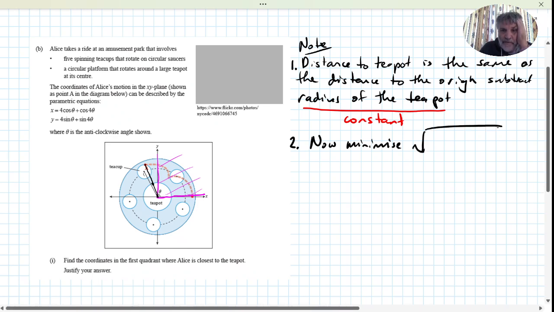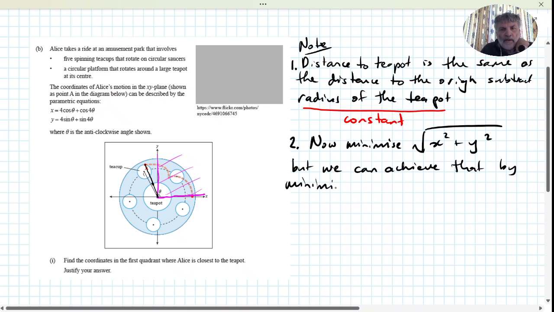the square root of x squared plus y squared. This is the distance from the origin, so we want to minimize that, but we can achieve that by minimizing the square of that distance.